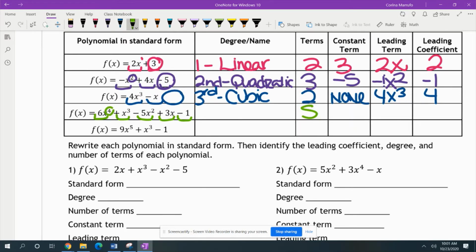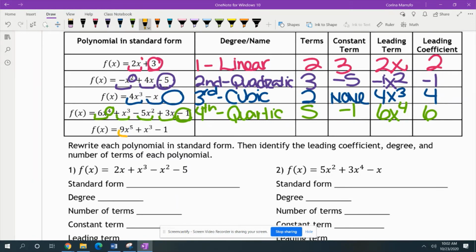Okay, the highest exponent here is 4. So this is a 4th degree, and this is called quartic. Quartic. Like quarters, quartic. Okay. The constant term, which is a number by itself, is this one at the very end, which is -1. The leading term is 6x to the 4th power. This is leading the entire equation. And the leading coefficient here is 6. Okay, then we move on to the next one.